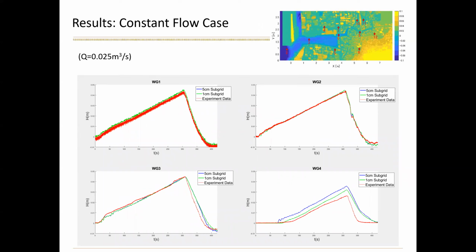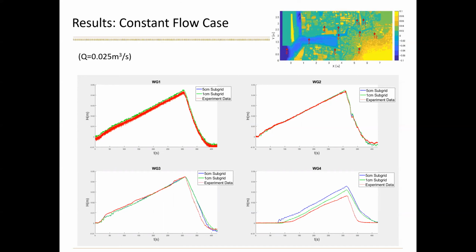Due to time limitations, I cannot show all our results from the model, but here I want to show several of them. The results shown here are a constant flow case with a flow rate of 0.025 cubic meters per second. Two different subgrid resolutions were used, the 5 centimeter subgrid and the 1 centimeter subgrid. The original resolution was 5 millimeters. Wave gauge 1 represents the initial input, and wave gauges 2 and 3 in the water show a pretty good match with the experimental data.